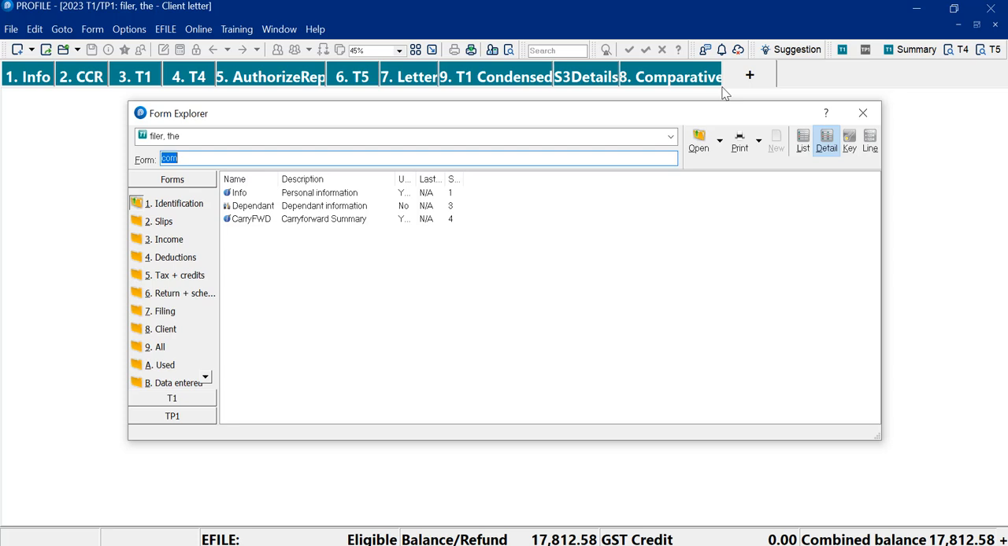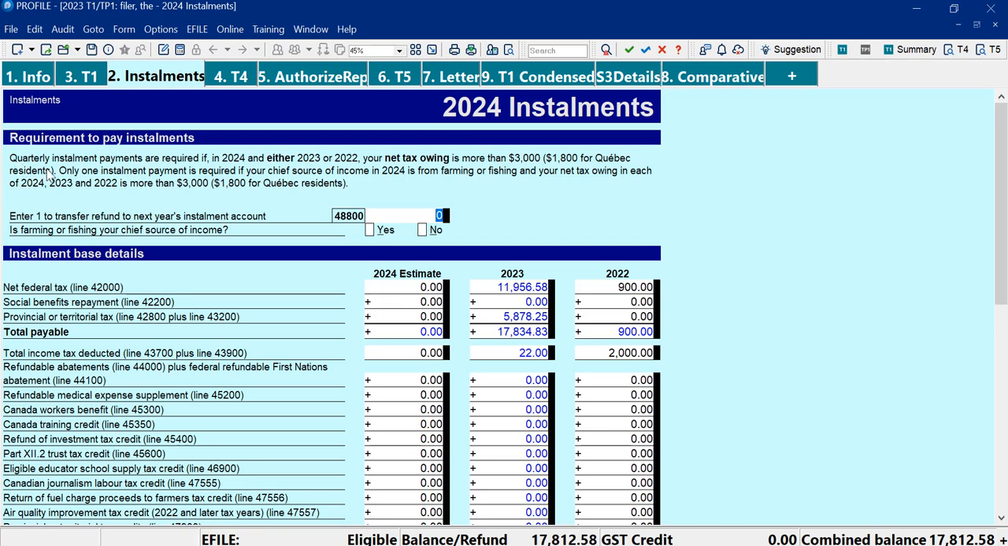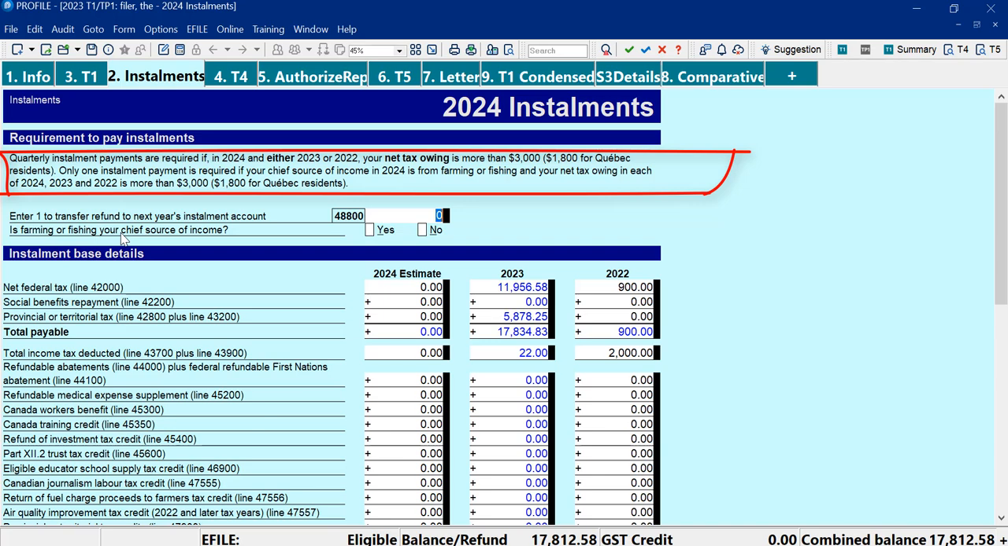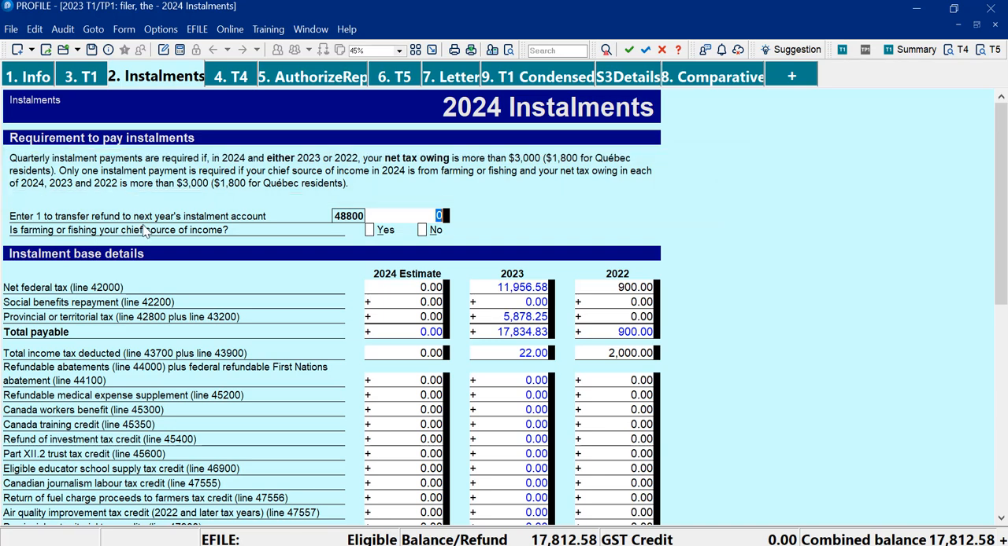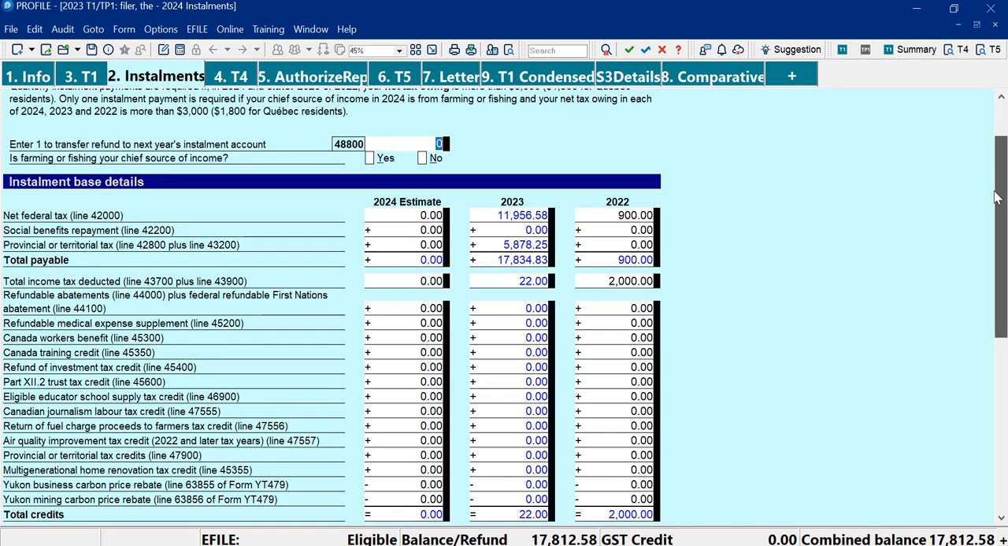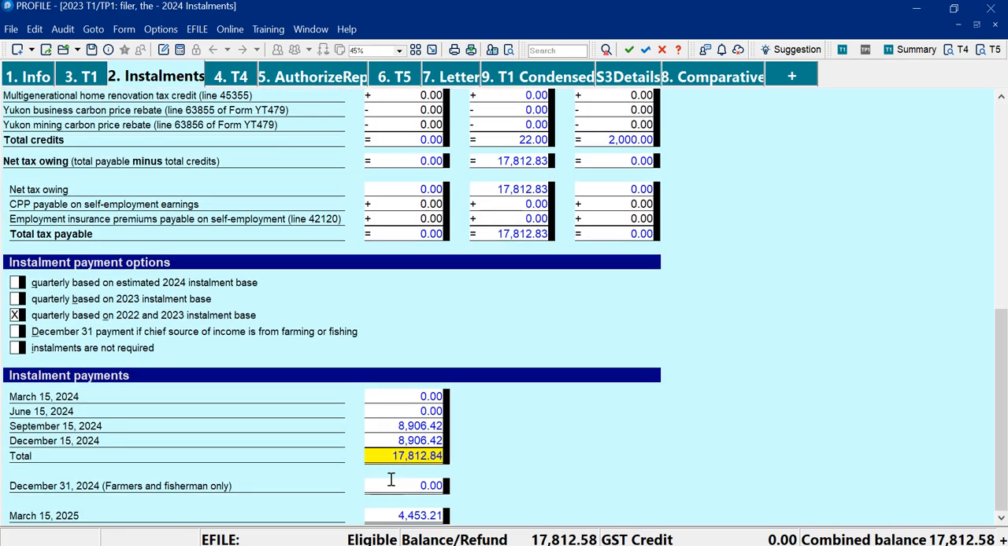So if I go to installments, it says up at the very top, quarterly installments are required in 2024 if in either of 2023 or 2022 you had tax owing of more than $3,000. So this is where the installment number comes from. That's on the letter. That's the amount. And Profile, by default, with the information here, is basing it on this calculation.